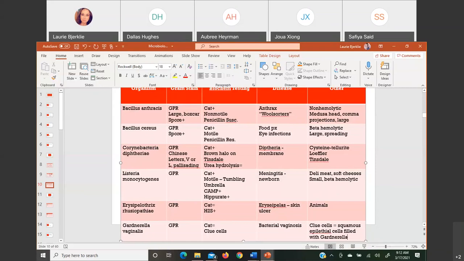But that was an old school test for bacterial vaginosis. So that's where the whole fishy tuna thing comes from, if you ever think of that with bacterial vaginosis. It does have that odor.